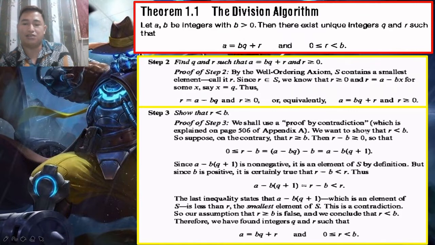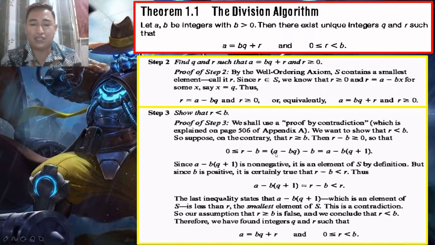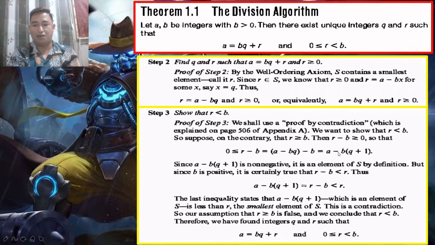So now, we only moved the 0 to the other side, so it is less than or equal to. So 0 is less than or equal to r minus b, which is equal to, since r is equal to a minus bq, a minus bq minus b. So it is equal to a minus b times q plus 1. So r minus b is of the form a minus bx, if we replace x with q plus 1.